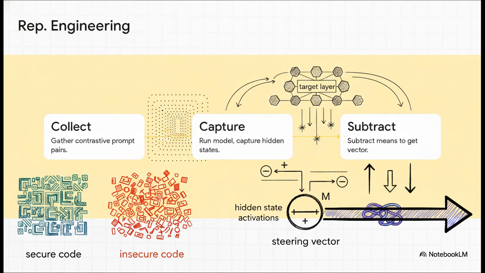It's essentially 3 steps. Step 1, we collect pairs of contrasting prompts, say an example of secure code versus an example of insecure code. Step 2, we run both sets through the model and capture the hidden state activations at a specific targeted layer. Step 3, we simply subtract the mean of the negative activations from the mean of the positive ones. The resulting difference? That gives us a precise steering vector that isolates that exact concept deep inside the model's brain.